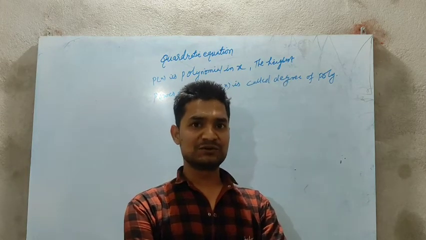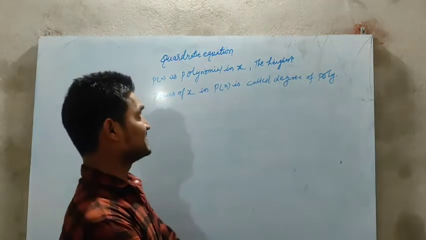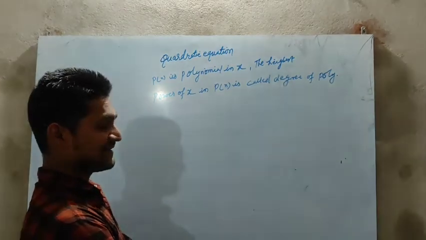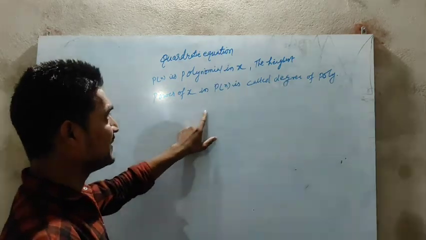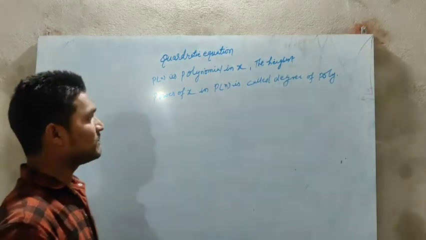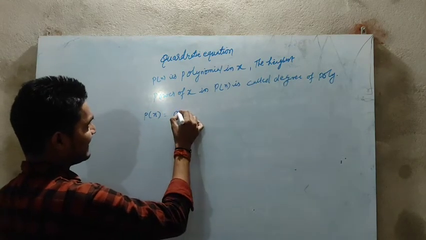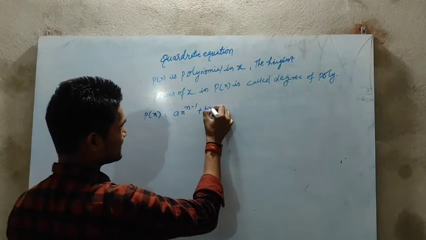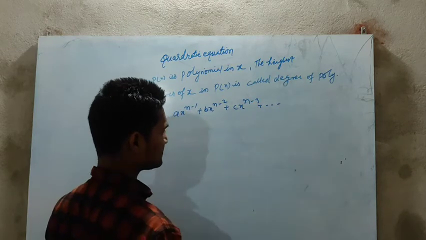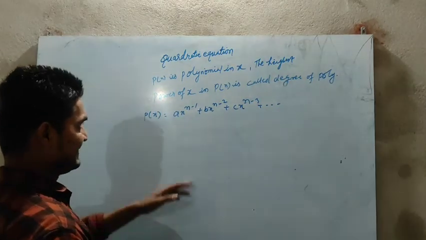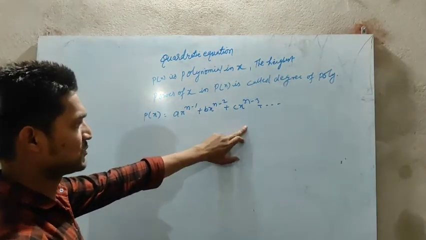At first, we should know about a polynomial. Let us suppose P(x) is a polynomial in which x is a variable, and the highest power of x in P(x) is called the degree of the polynomial. Let us suppose P(x) is a polynomial ax^(n-1) + bx^(n-2) + cx^(n-3), where x is a variable and a, b, c are always constants.